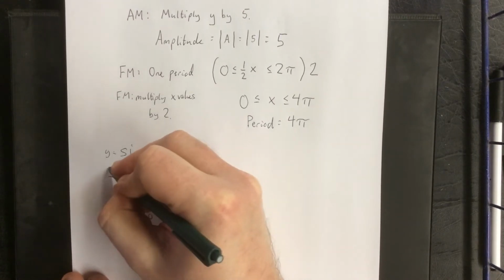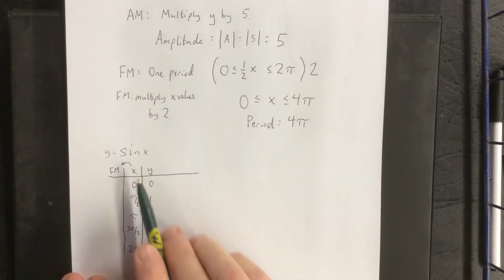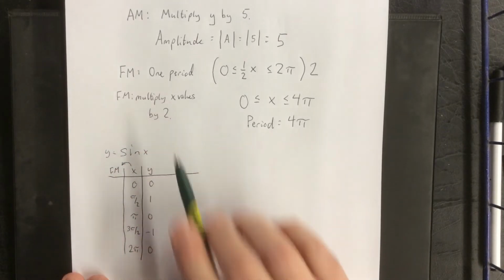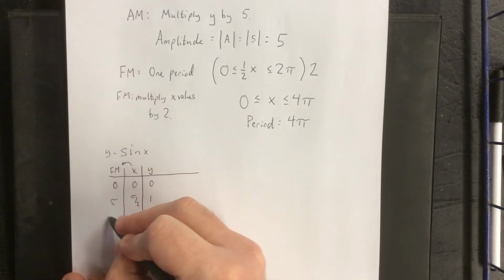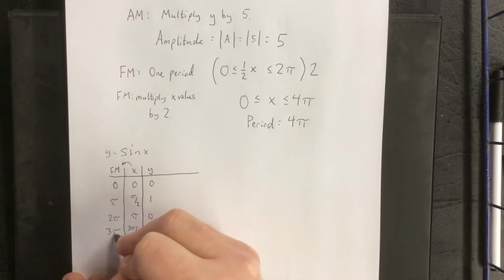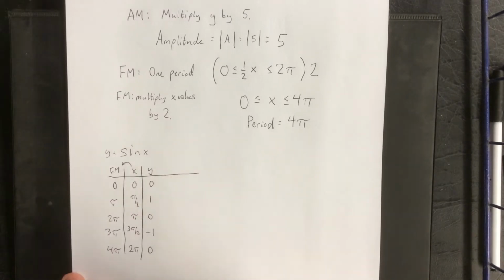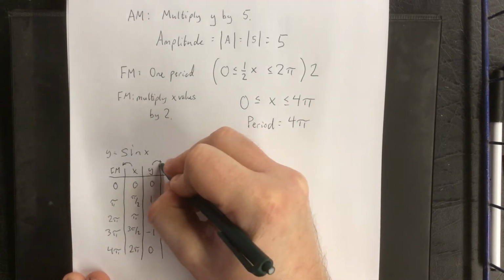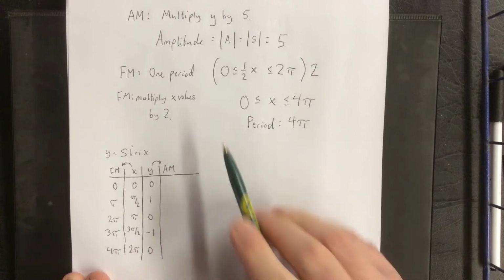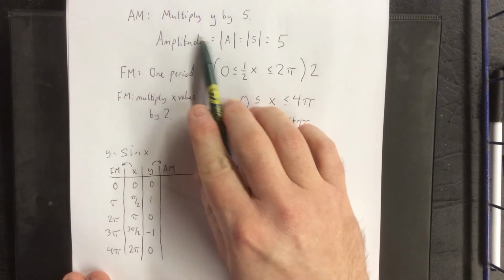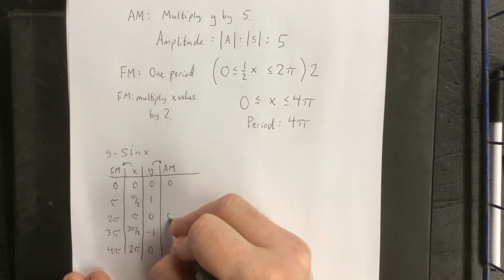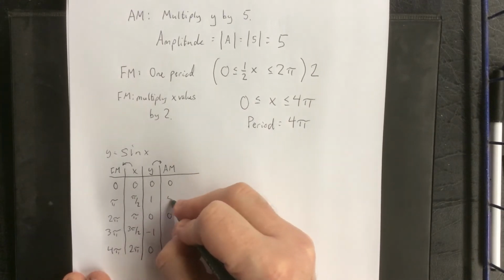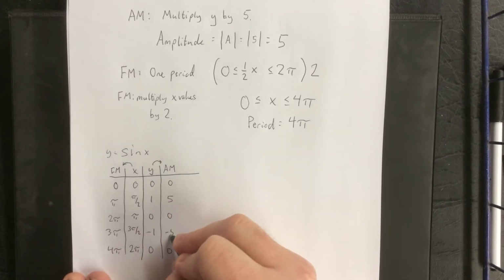Then we'll perform a frequency modulation and multiply all of these x values by 2. So all of these x values will be doubled. That'll be 0, pi, 2 pi, 3 pi, and 4 pi. Those will be the new corresponding x values that we'll actually graph. For the amplitude modulation, what we set up here is multiply all of the y values by 5. So everything that is 0 will stay as 0. 1 will get multiplied by 5, -1 will get multiplied by 5 as well.